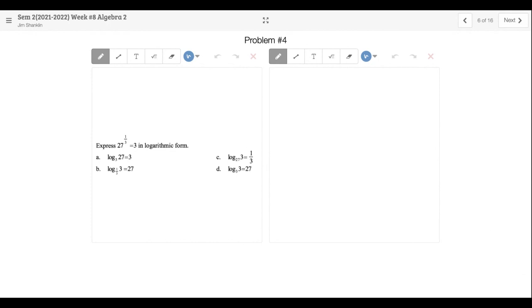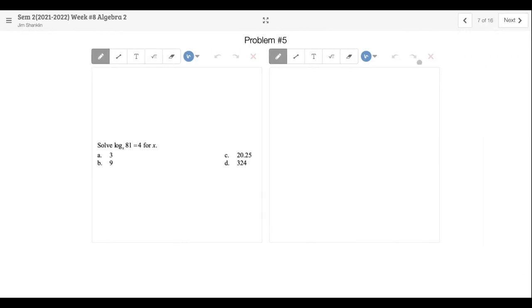Number 4, we have: express 27 to the 1/3 equals 3 in logarithmic form. So now I'm rewriting in logarithmic form. We're seeing that the answer is letter C. There's a lot of C's in there. And that is correct. Because remember, if I'm taking an exponent and writing it as a logarithm, this is my base. So this would be log base 27 of 3 is equal to 1/3. And that would be the correct answer.